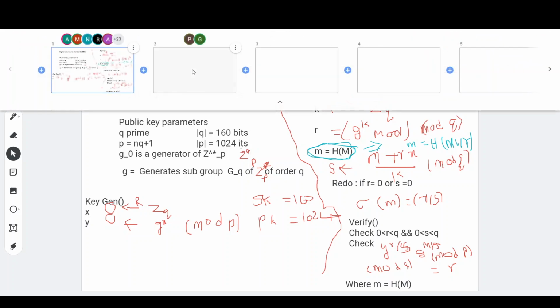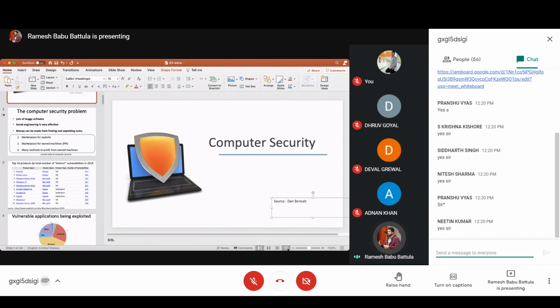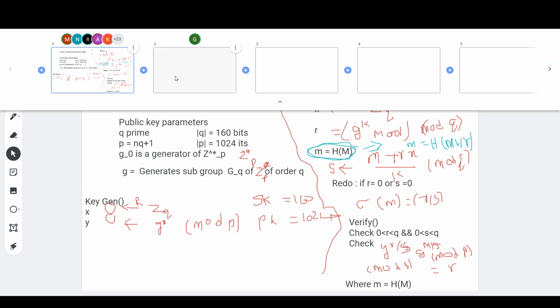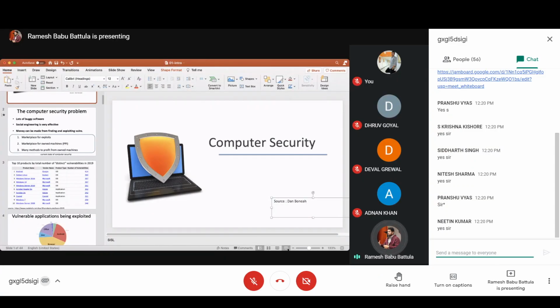Yeah, this is the main goal of our course to understand. Whatever we learned till now is the background work to understand these computer security problems. I told you we have data security, computer security, and network security. The rest of the course we are going to cover these topics only. The computer security problem means we have lots of buggy software, and social engineering is very effective. You might understand why: almost everywhere, the major problem creator is social engineering.